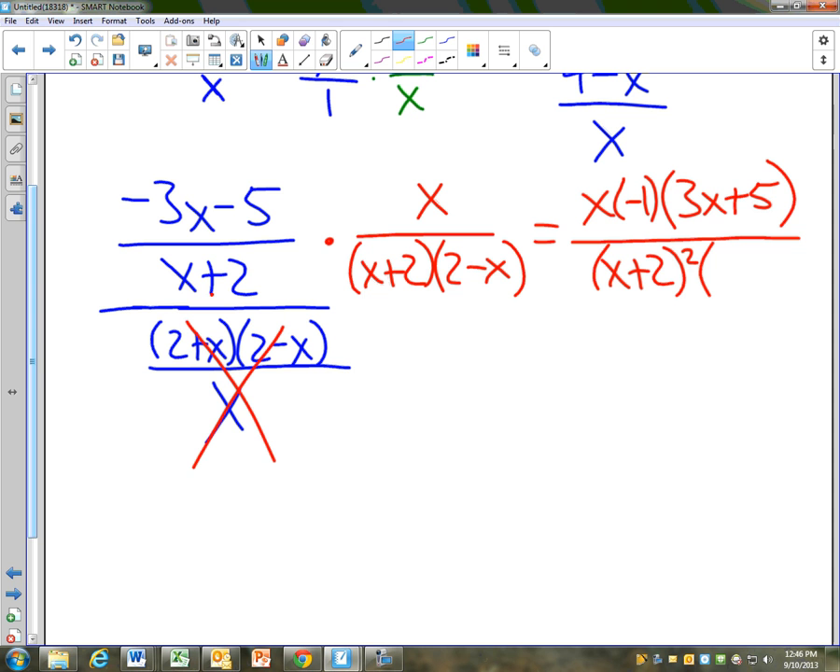I'm going to take this 2 minus x, and I'm going to factor a negative 1 out of it. When I factor a negative 1 out, what does this turn to? A positive x and a minus 2. So now the negative 1's cancel. So I would accept this. But everybody came up with this last year, and they looked at the answer. It didn't match with that.